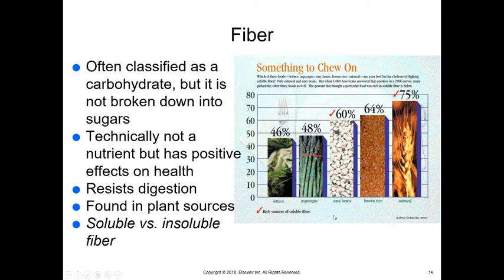I have a graphic representation of some fibrous plants: lettuce, asparagus, navy beans, brown rice, and oatmeal. And these numbers just tell us what Americans think are a good source of fiber. 75% of people do think that oatmeal is a good source of fiber, and they're correct. They're rich sources of soluble fiber. Only 60% of people think that navy beans are a good source of fiber, and actually they are a good source of fiber. Lettuce, asparagus, and brown rice have fiber in them, but they're not as rich in fiber.